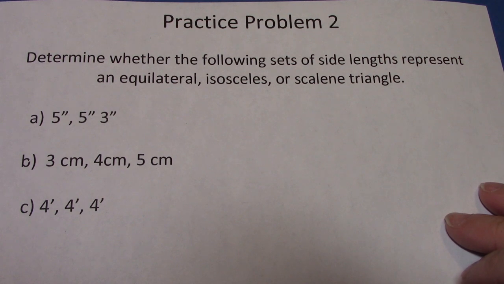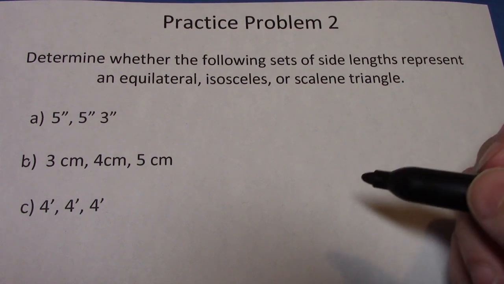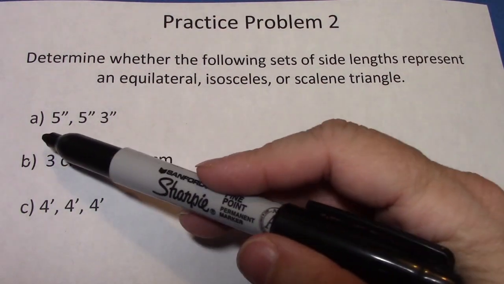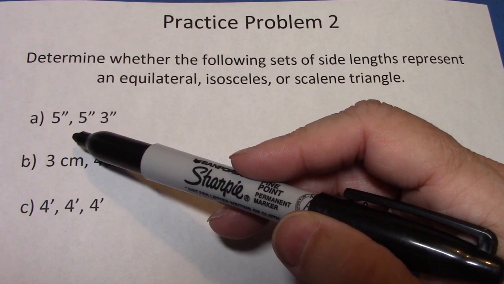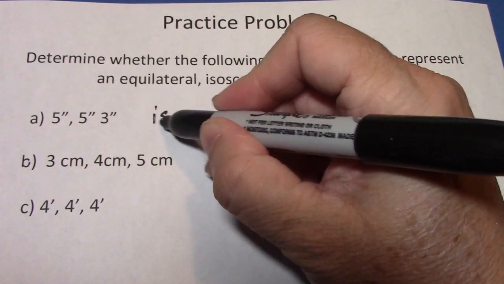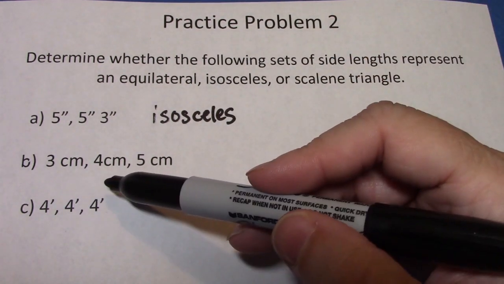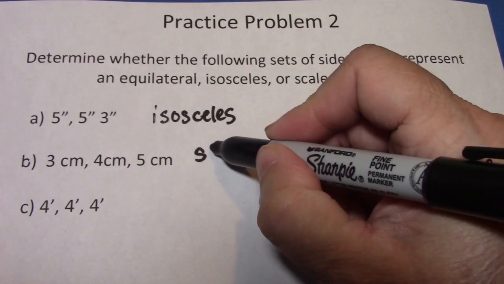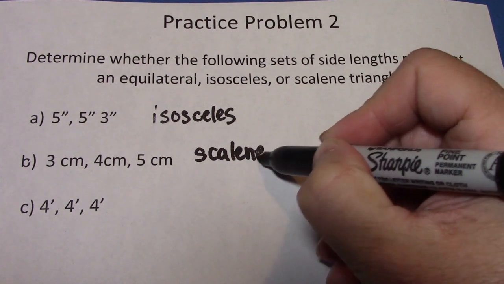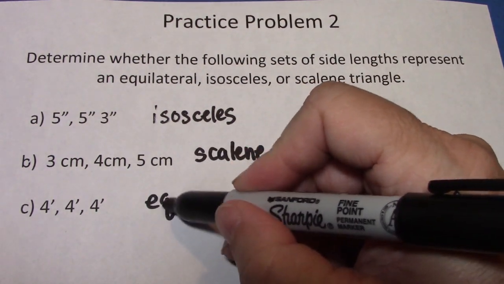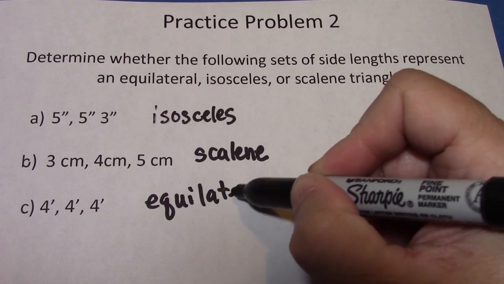Problem number 2. Determine whether the following sets of side lengths represent an equilateral, isosceles, or scalene triangle. So we're describing the triangles based on their side lengths. This one has two side lengths that are the same, and that's the definition of isosceles. These are all different, so that would be scalene. And these are all the same, or equilateral.